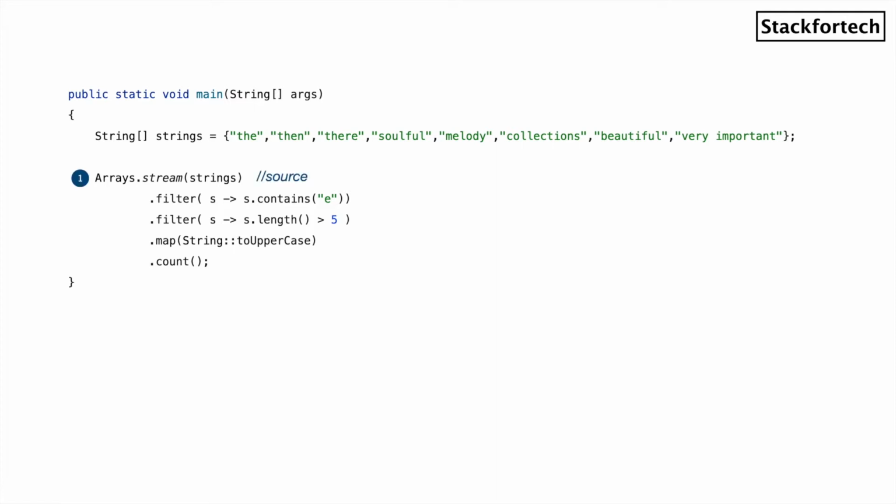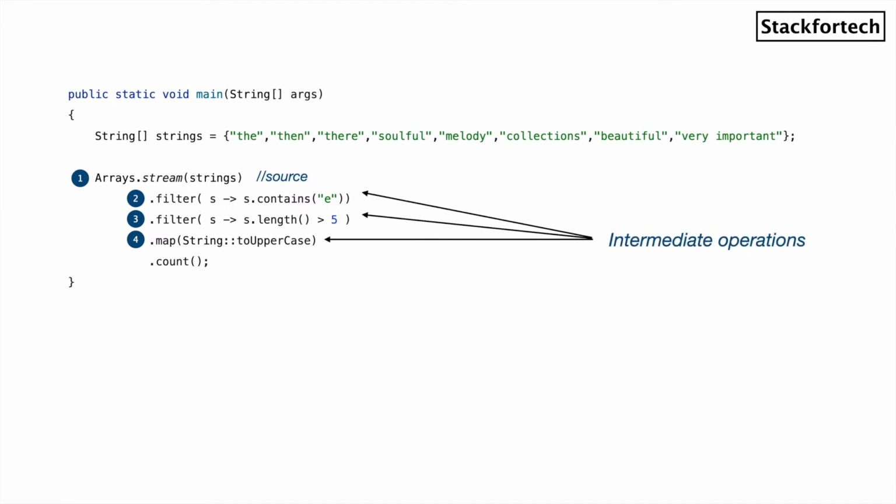So a stream has three components. The first component is the source of data, on which we are doing some operations. The second method which we have defined here, searching for those strings which have the E character in them, is a filter method. Similarly, the third one is also a filter method, which is searching for the strings which are greater than 5 in length. And the last is a map method, which is converting those strings into uppercase. All these three methods, two filter and one map, are known as intermediate operations.